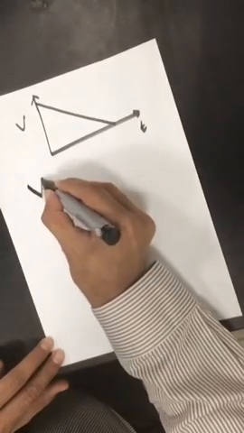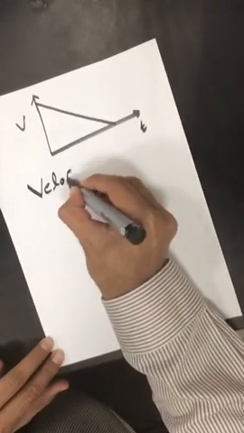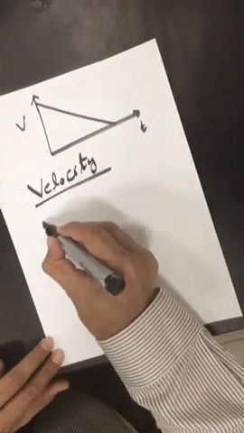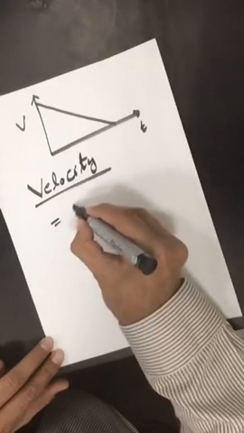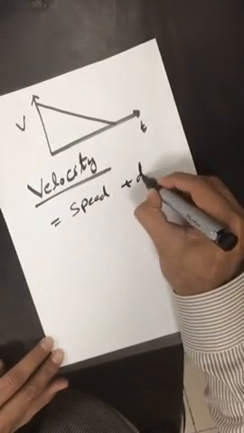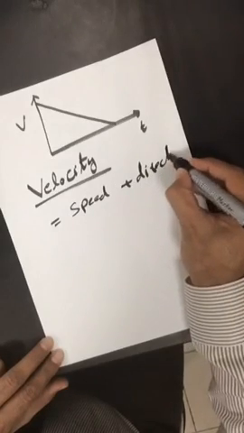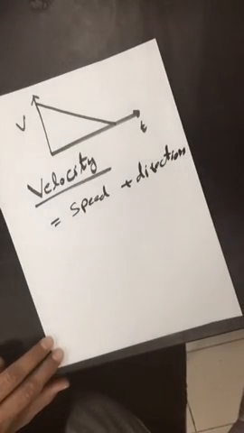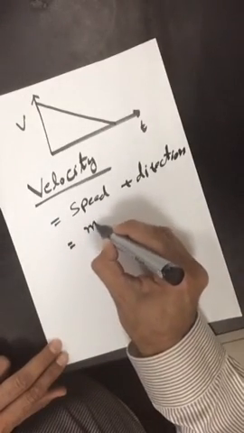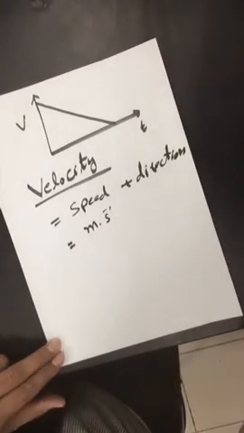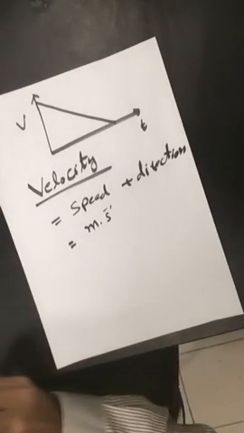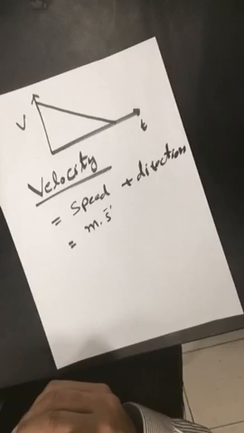Now we come to the velocity. Velocity is a combination of two things, speed plus direction. With the speed, if you add the direction, it becomes velocity. Velocity is a vector quantity, its unit is the same, meter per second. So the only small difference is the direction. If with the speed we add the direction, it becomes velocity.